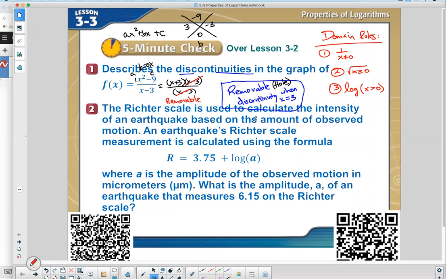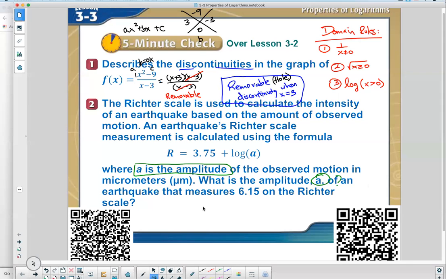But the intricacies are that it has a jump discontinuity at x equals 3 and it's removable at x equals -3. So you're saying I have a typo on my answer choices? Probably.